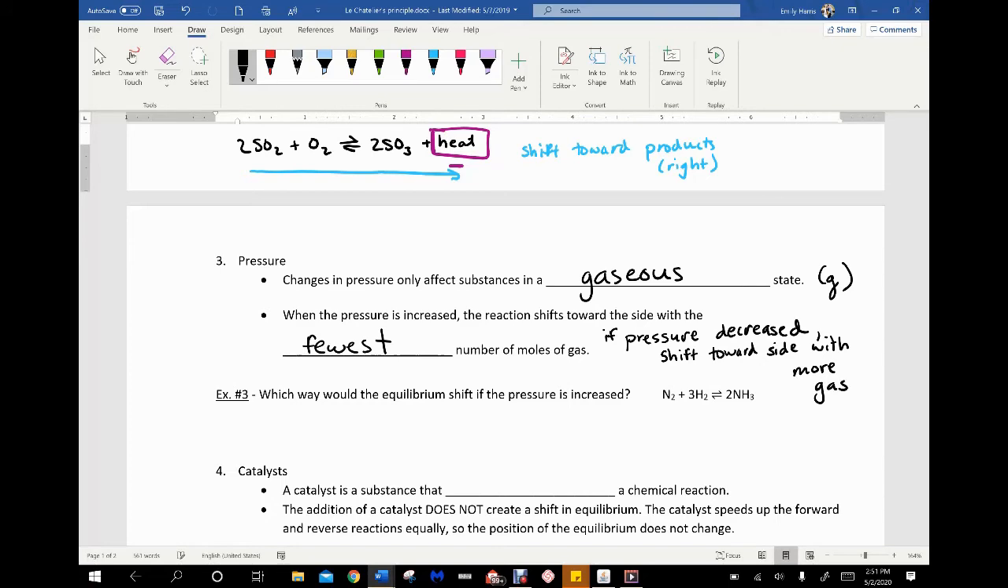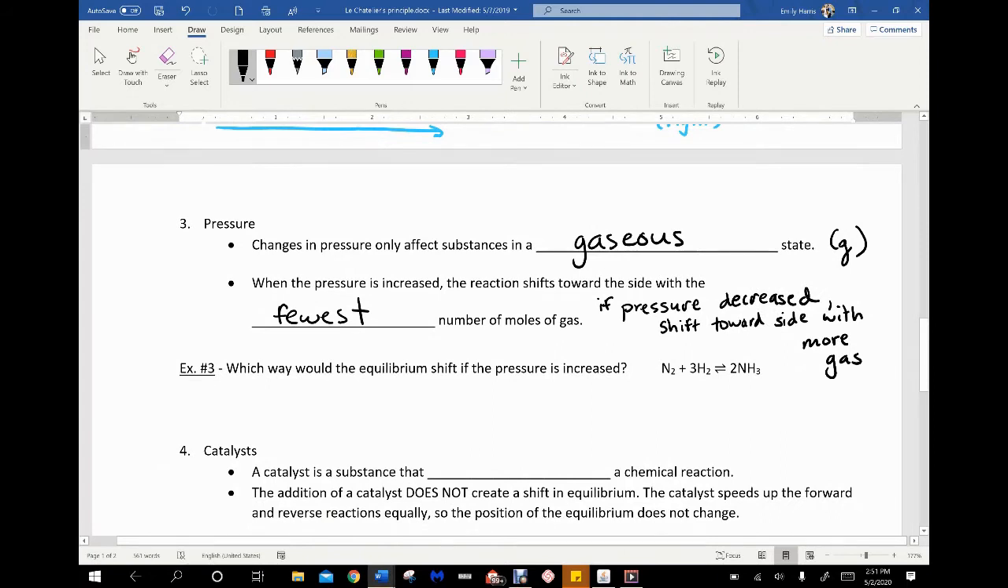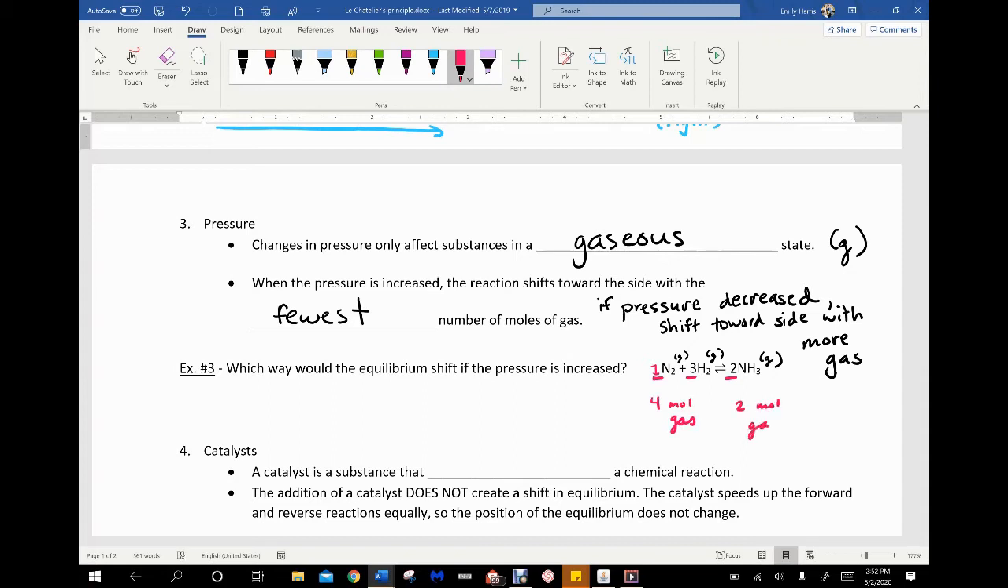All right, so our next example, example 3, says which way would the equilibrium shift if the pressure is increased? And what we're going to assume is that all of these molecules are in the gas phase, which they are. And so the way we figure out how much gas we have is by counting the number of moles from the coefficients. So on this left side, we have a total of 1 plus 3, which is 4 moles of gas. On the right side, we have 2 moles of gas. So the reactant side has more, and the product side has less.